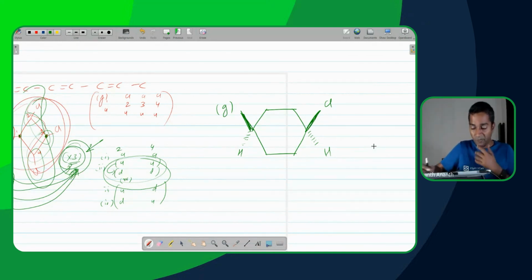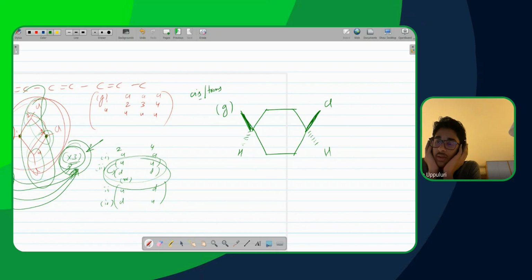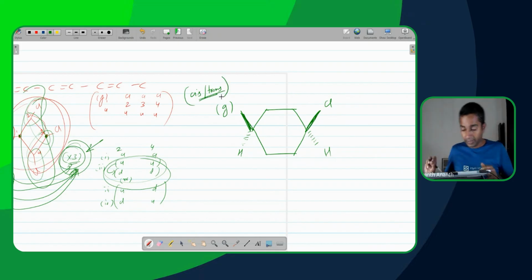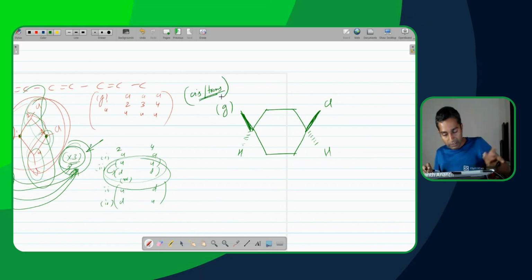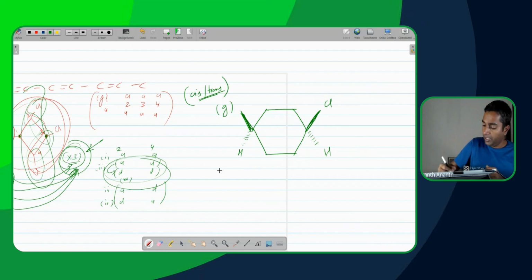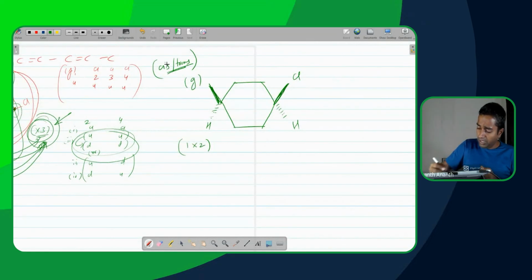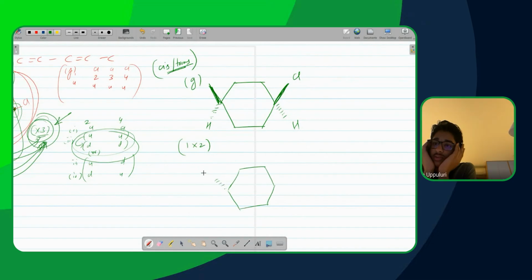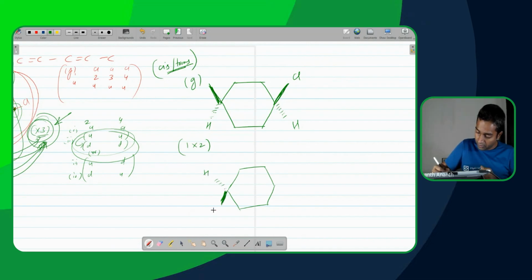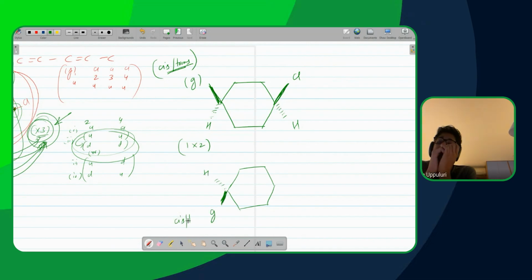In this group, I can have a cis or a trans. This was 1 into 2. Again, the double bond can show cis or trans, that is done. Then the ring, this will go here. So again, 2 more cases.